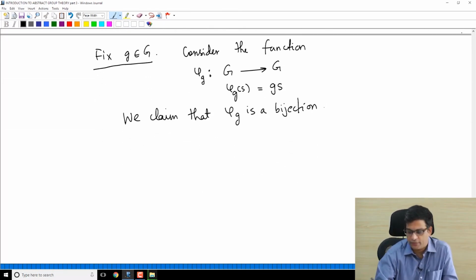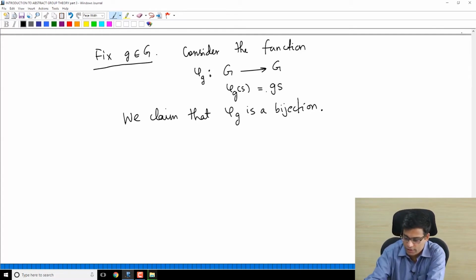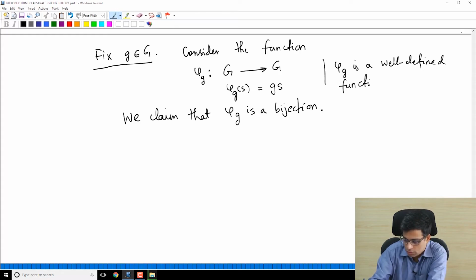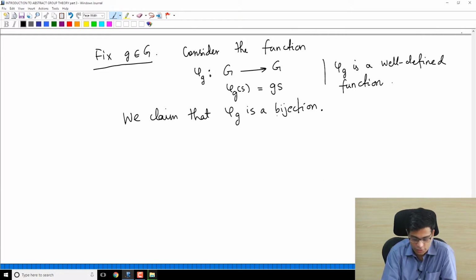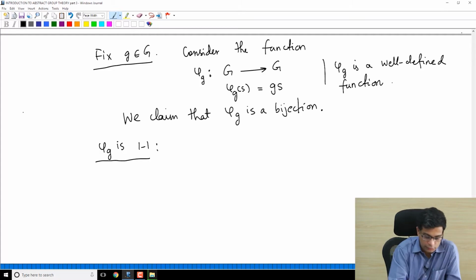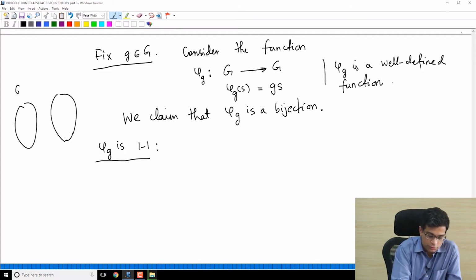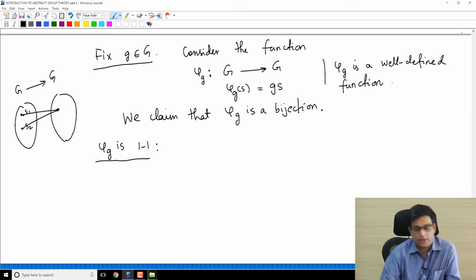Certainly phi g is a well-defined function, right? It takes an s and maps it to gs. So there is no problem. Phi g is a well-defined function. Now let's take this function and we want to show it's a bijection. So in other words, we want to check it is 1-1 and it is onto. So why is it 1-1? What is 1-1? 1-1 means, it is a function G to G, if s1 and s2 map to the same thing, then s1 and s2 must be equal.